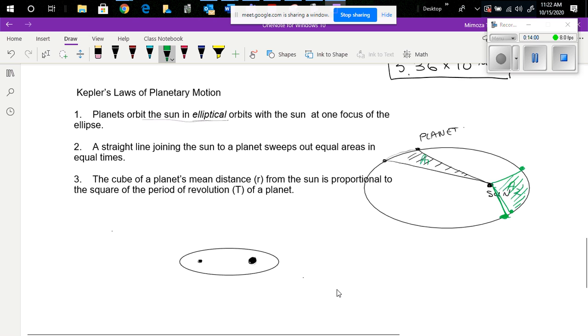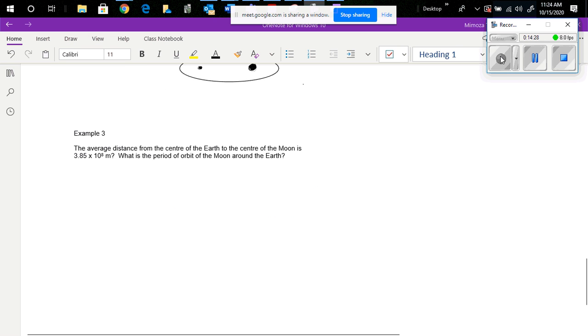And then the cube of the planet's mean distance from the sun is proportional to the square of the period of revolution of the planet. Okay, we will see and talk about this in a second. But this is what Kepler established in terms of the motion of the planets or satellites. So in this case, the distance from the center of the moon to the center of the Earth is 3.85 times 10 to the power of 8.